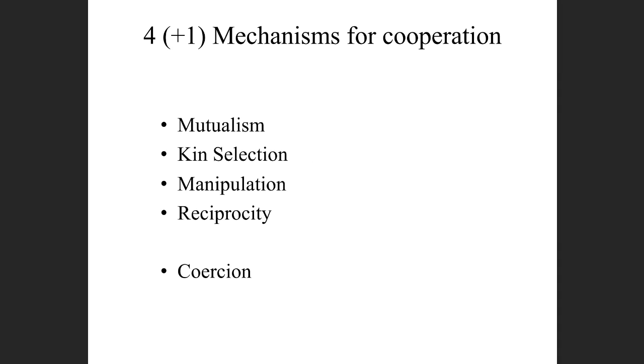Now, in Dawkins and in studying this in animal behavior, there are usually four, but I'm going to add a fifth mechanism for cooperation. So the four mechanisms are mutualism, which is where the trait benefits both parties, so it's not actually altruistic.